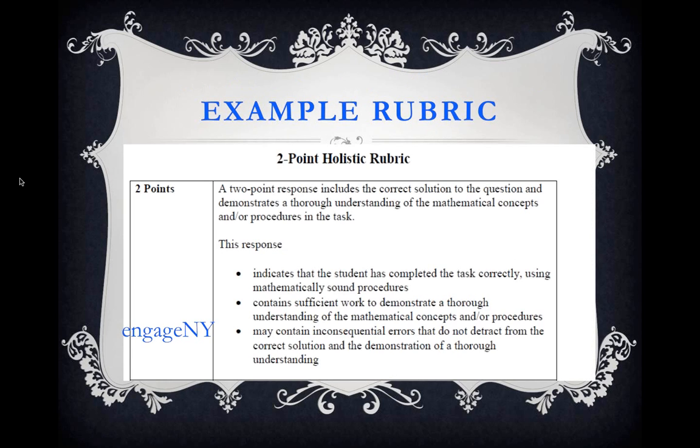All right, let's quickly look at this rubric. The state of New York uses this 2-point scoring rubric to score their short answer responses. And since I am highlighting their resource for the month, I did use their rubric. So with their 2-point rubric, it just pretty much says that it includes a correct solution to the question and demonstrates a thorough understanding of the mathematical concepts. The response itself indicates that the student has completed the task correctly using mathematically sound procedures, contains sufficient work to demonstrate a thorough understanding of the mathematical concepts, and then it may contain inconsequential errors that do not distract from the correct solution.